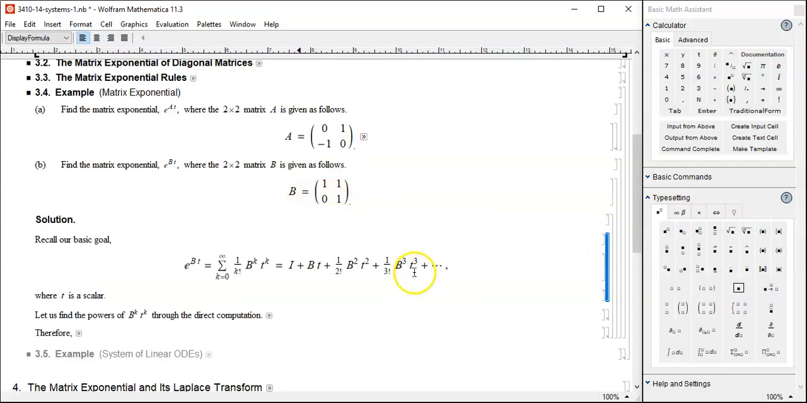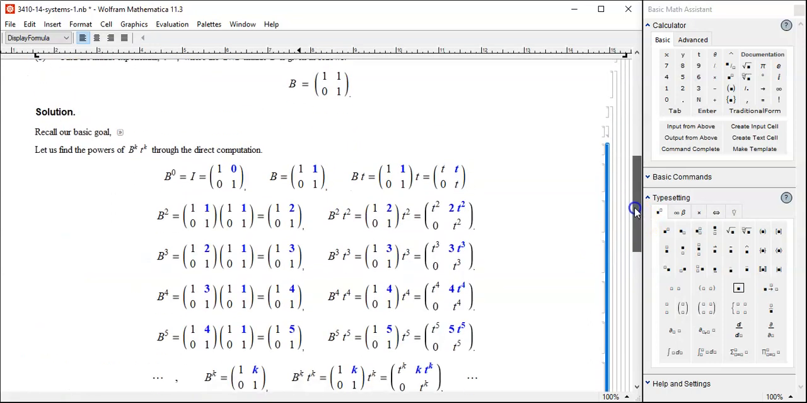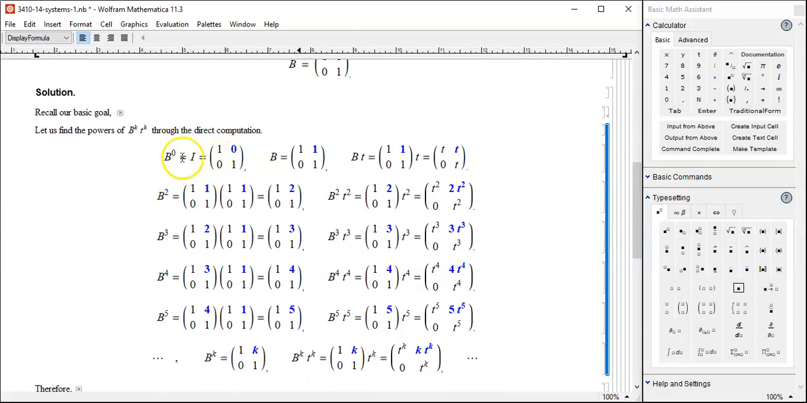Recall our basic goal. Again, we want to calculate this kind of matrix exponential. Okay, Taylor-Maclaurin series. So you need to calculate B, B squared, B cubed, and so on and so forth. And here we go. B to the 0 power is I, like that. And then this is B, so B times t is like this. And multiplying by t, we have, well, this form. But please pay particular attention to that blue term, this 1,2 entry, which is highlighted in blue.